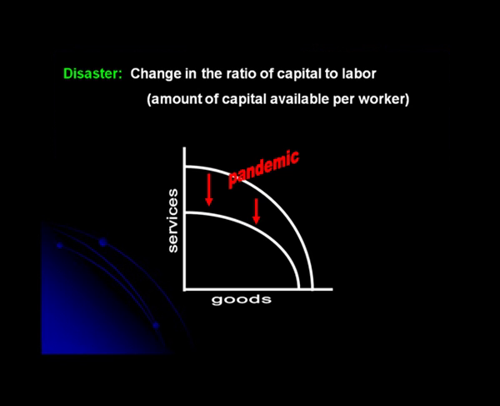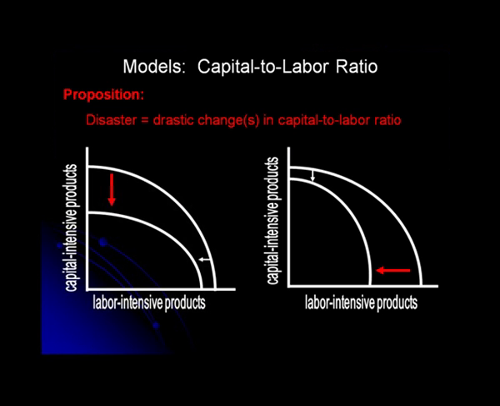So, to generalize, let's look at the PPF models for significant changes in the capital to labor ratio. If the capital to labor ratio falls, meaning that the disaster reduces the capital available to workers, then capital-intensive production will be hit harder than labor-intensive production. To use our examples from above, an earthquake that ruptured major transportation and communication infrastructure with minimal human casualties would have a greater impact on capital-intensive production, shipping, manufacturing, etc., than on labor-intensive services. Thus, on the PPF below, there's a greater shrinkage on the vertical axis.